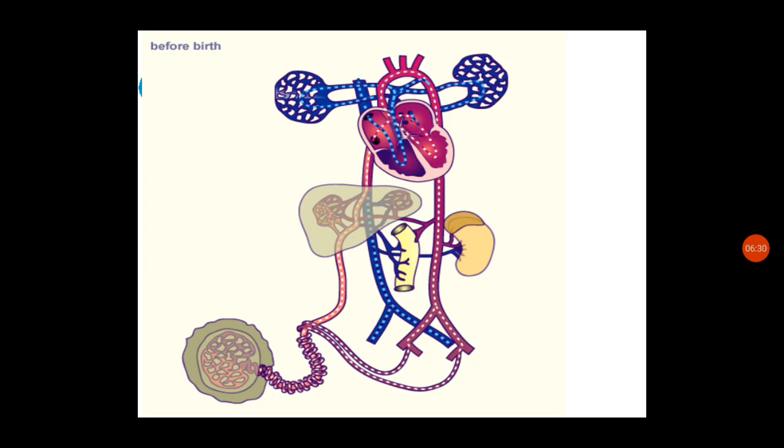Now, what happens to the blood coming into the left atrium? It comes from the right atrium, some amount, and also the pulmonary veins carry a very small amount of blood to the left atrium.